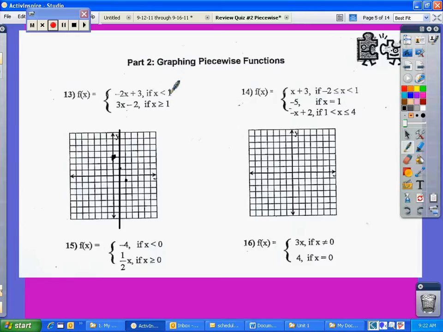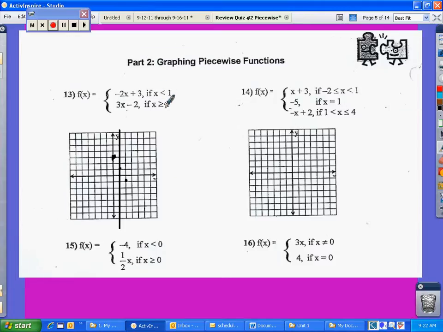So in this function, I want everything less than 1. So this line is going to cross the boundary line right here. And since it's just less than, it's going to be an open circle. And then I want everything to the left because it's less than.